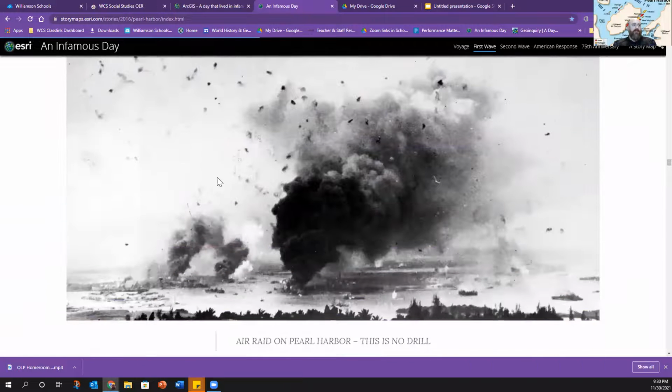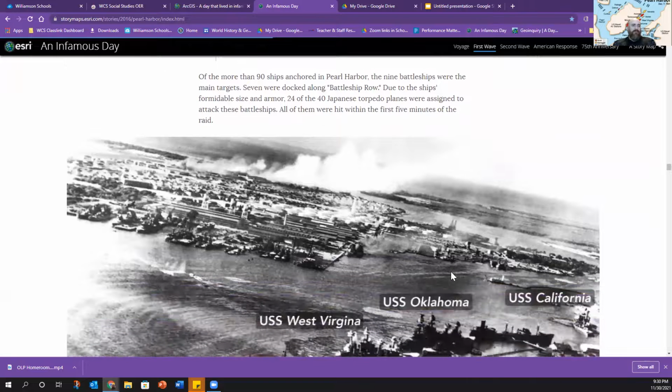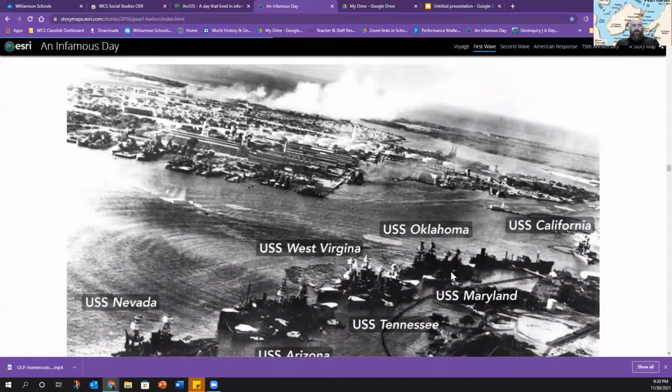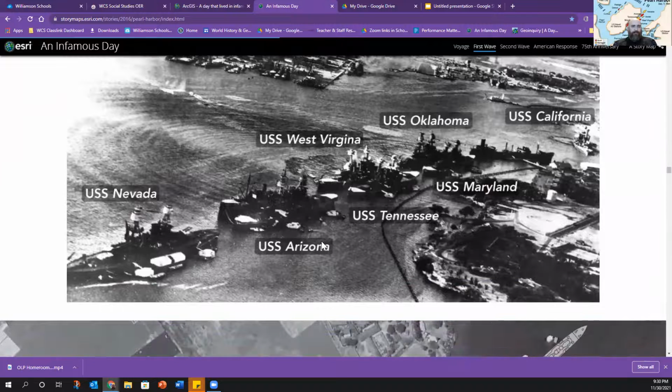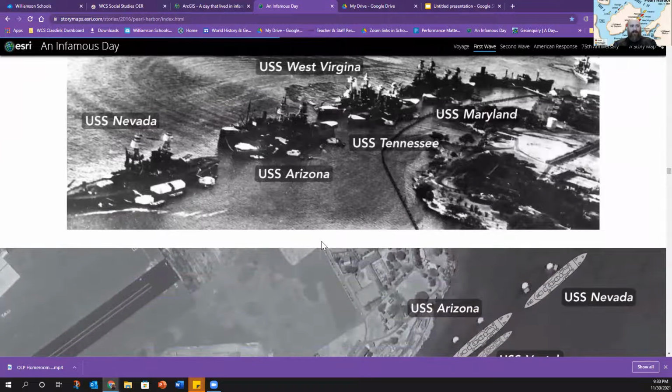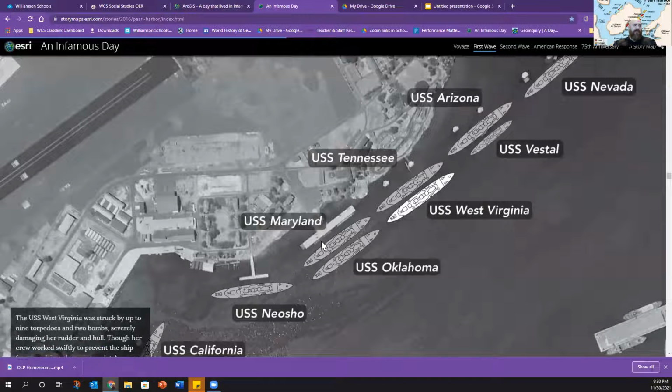And here, air raid on Pearl Harbor. All right, so now we can see a little bit more. So here is, obviously, how the ships were lined up. So basically, they're just right next to each other and right in bunches for the most part. And so you have this easy target. So from above here, we'll go through.